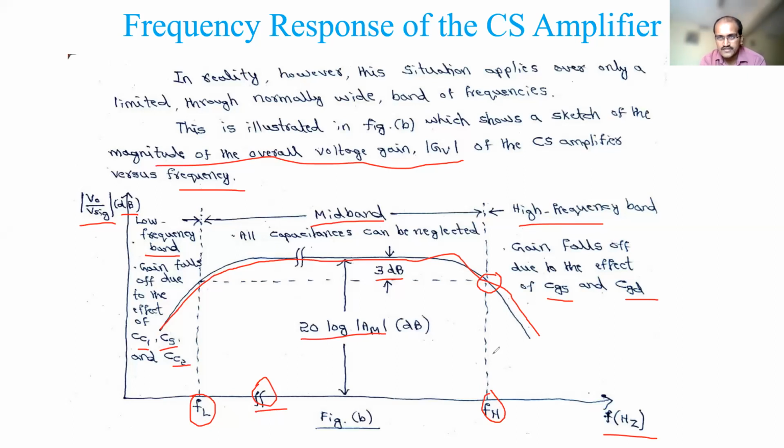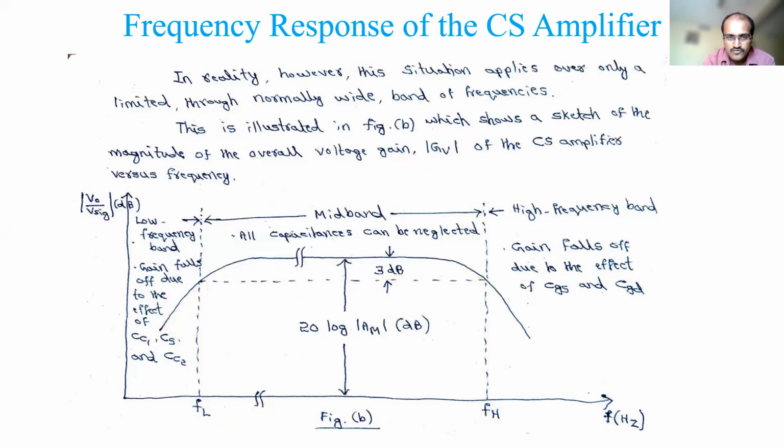Now the same thing we'll split into low frequency and high frequency, and we'll try to derive these frequencies. This low frequency FL and FH expression we are going to derive. I hope it is clear to you, the 3 bands of the frequency response: mid band, low frequency band, high frequency band. In the low frequency band, this curve is due to the coupling capacitors and bypass capacitance. And in the high frequency band, the gain fall is due to the MOSFET internal capacitances.